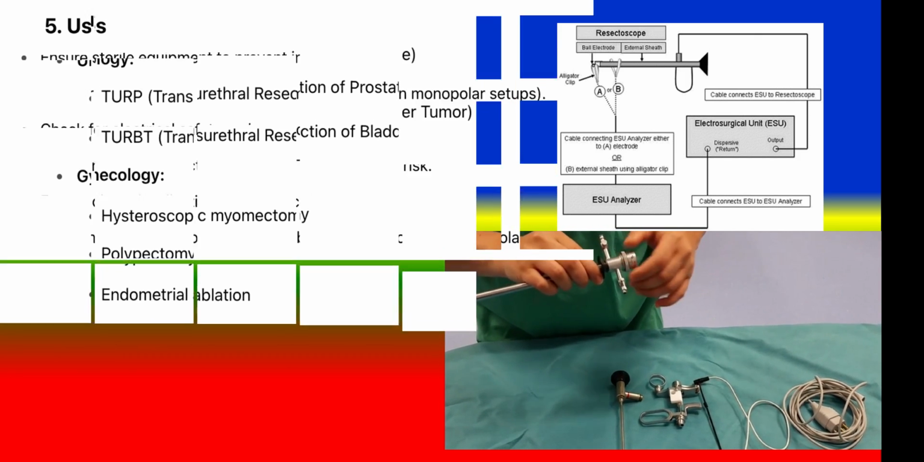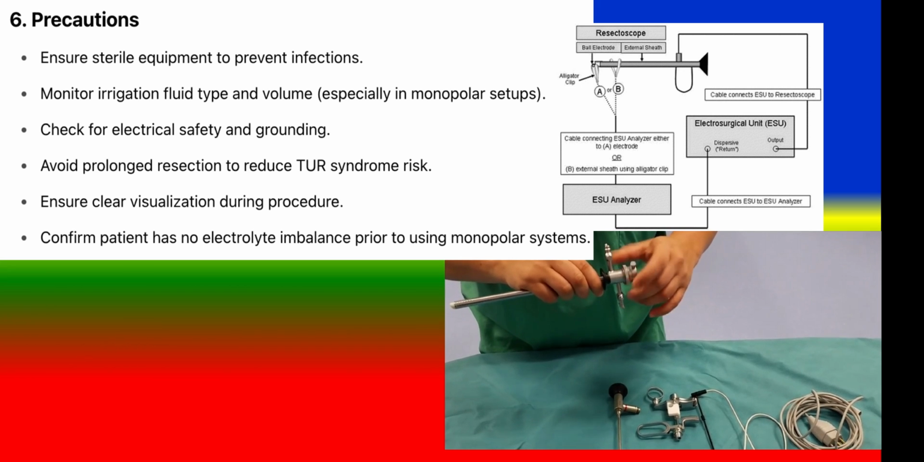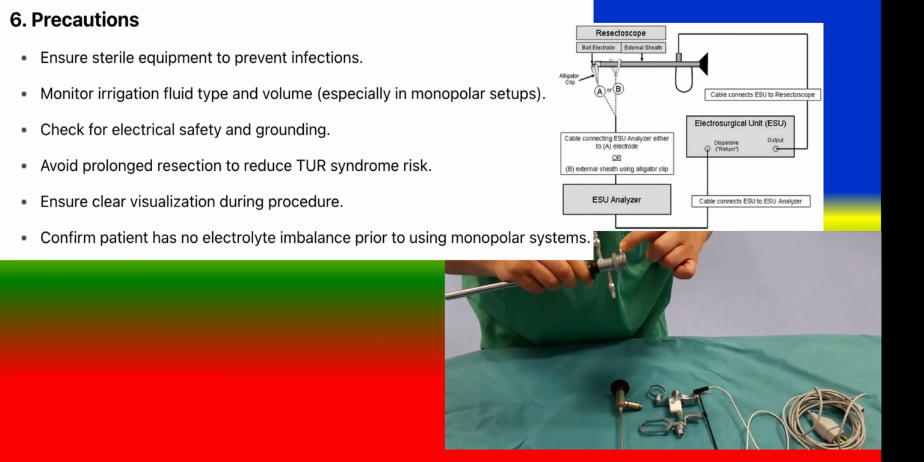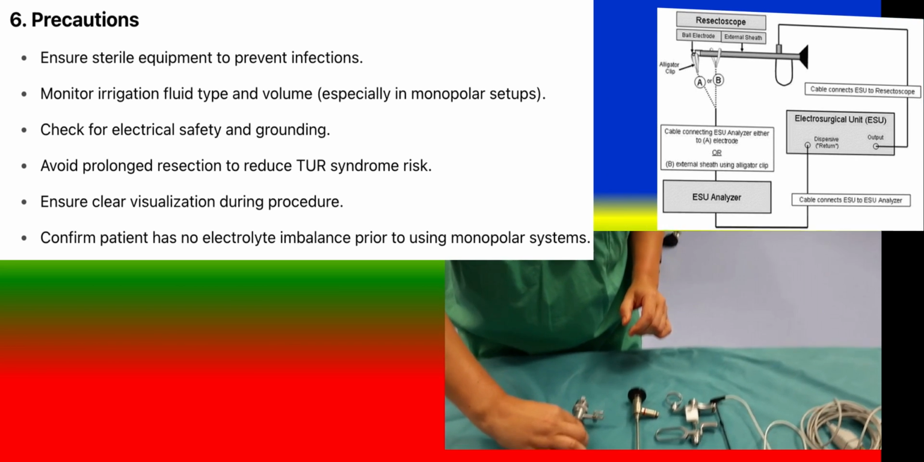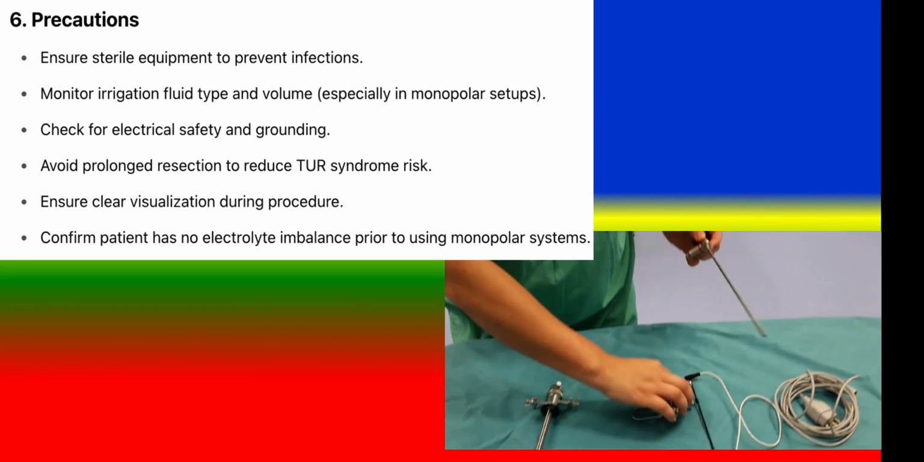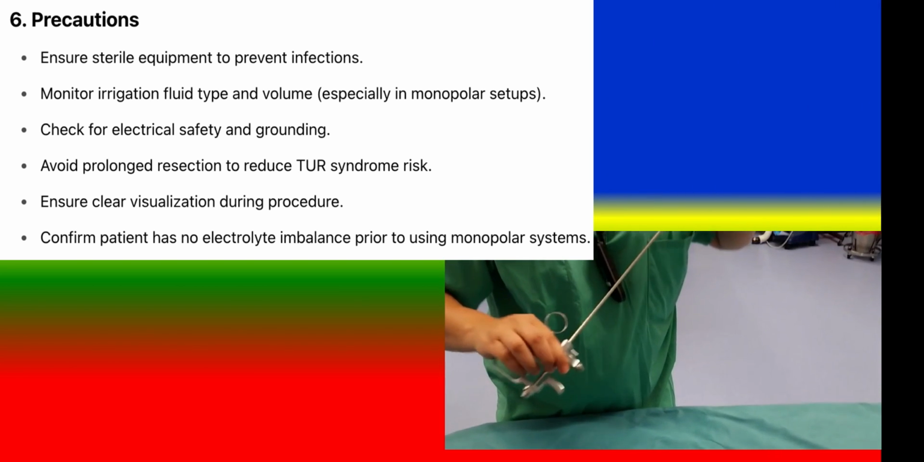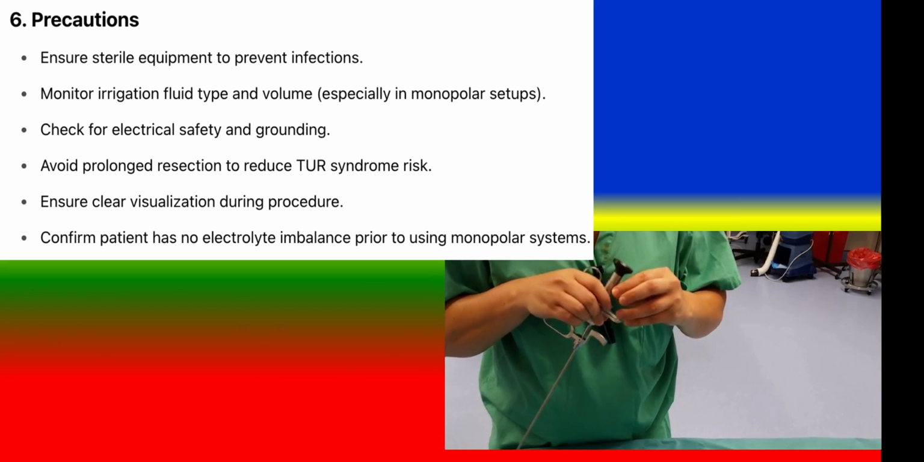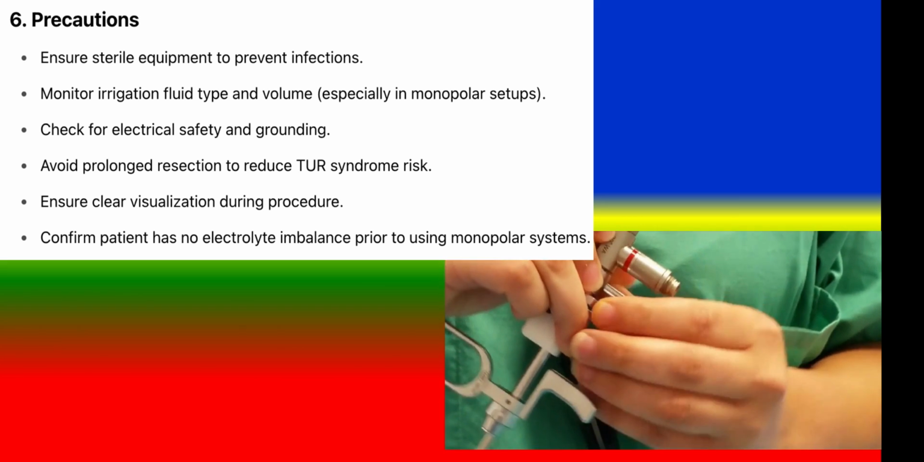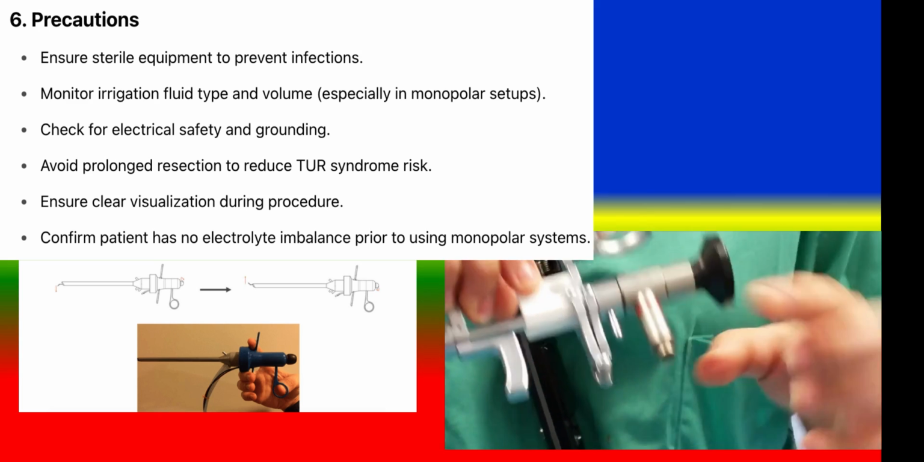6. Precautions: Ensure sterile equipment to prevent infections. Monitor irrigation fluid type and volume, especially in monopolar setups. Check for electrical safety and grounding. Avoid prolonged resection to reduce TUR syndrome risk. Ensure clear visualization during procedure. Confirm patient has no electrolyte imbalance prior to using monopolar systems.